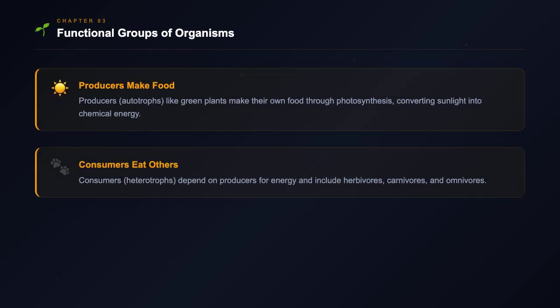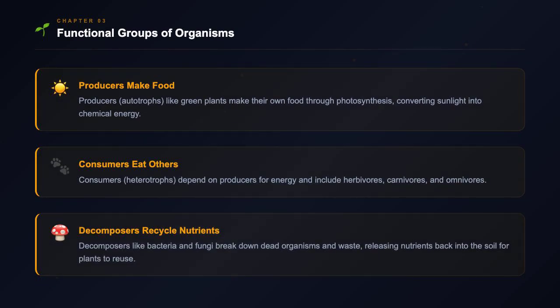Living organisms are divided into three groups based on how they obtain energy and nutrients. The first group is producers, also known as autotrophs. They make their own food using light energy, like green plants and certain bacteria. Producers create food through photosynthesis, converting sunlight into chemical energy.